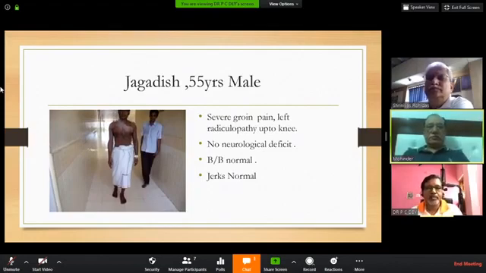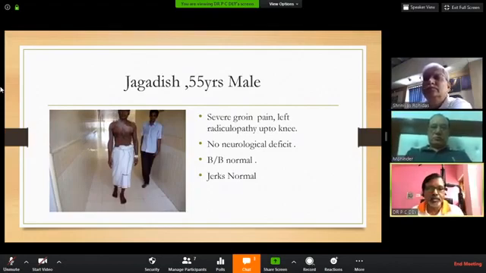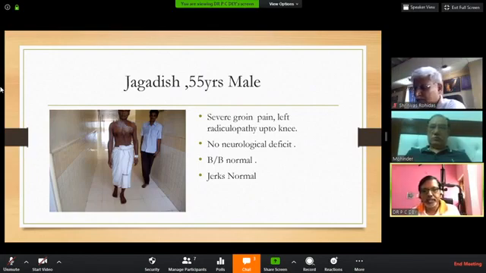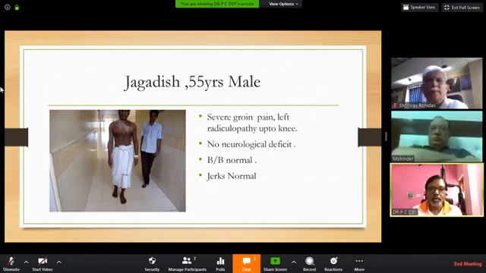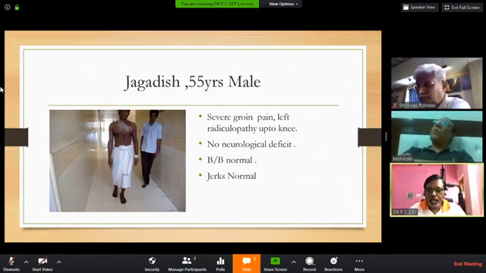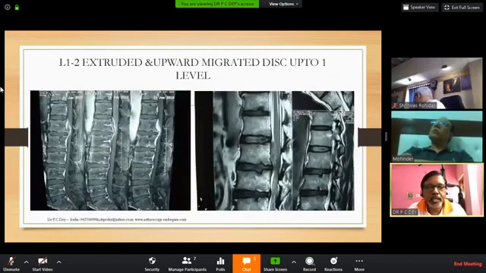This is a patient, a 55-year-old male having lot of back pain, and for the last 25 days when he came to me with left-sided radiculopathy up to the knee, and there is no neurological deficit, no bladder or bowel involvement. He was able to walk with the pain, a little bit of severe pain, but he was able to walk 10 to 20 steps. All the deep jerks were normal, and this was the MRI of that patient.